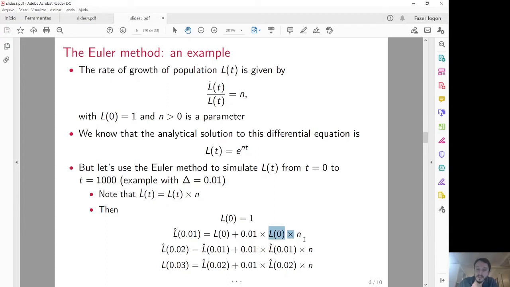I cannot select here, I don't know why. Right, this is L dot here, L dot 0. Okay, and then same thing. L in the next period is the approximation that we found for time 0.01 plus the delta and L dot 0.01. Okay, so let's go to MATLAB and simulate this.